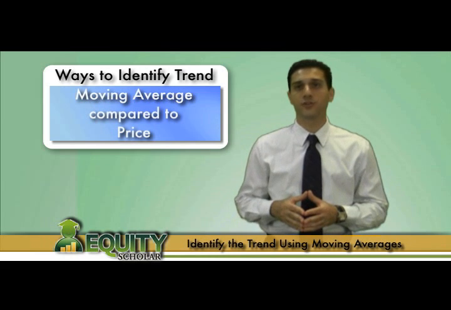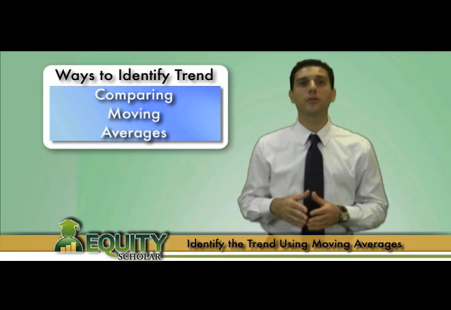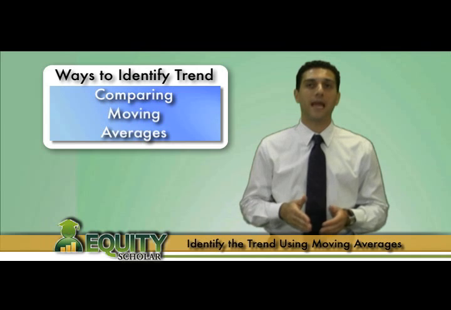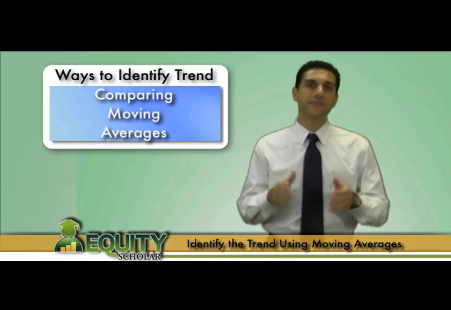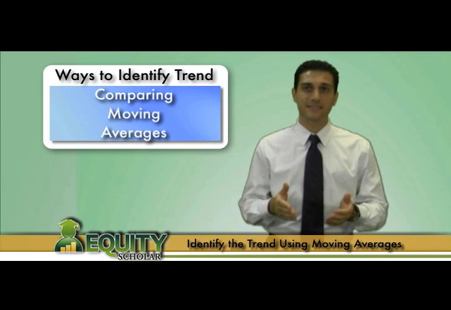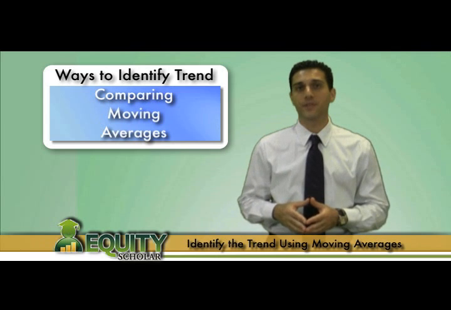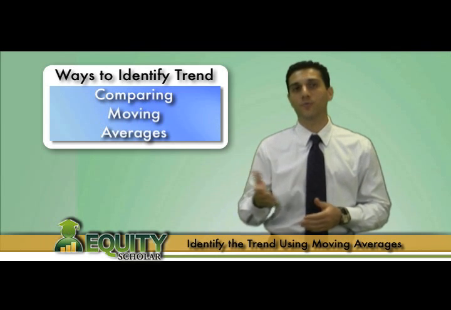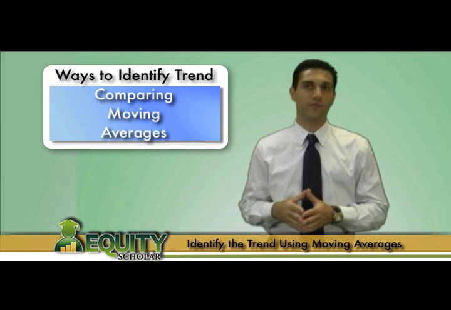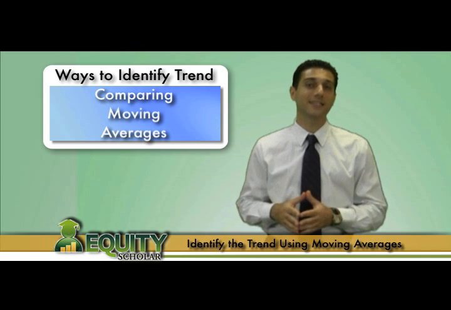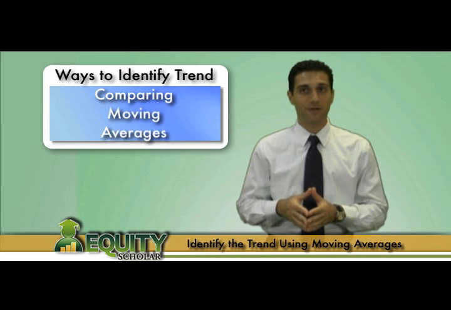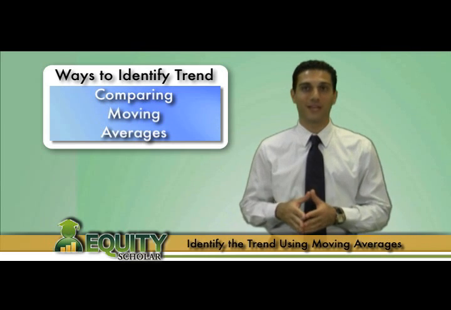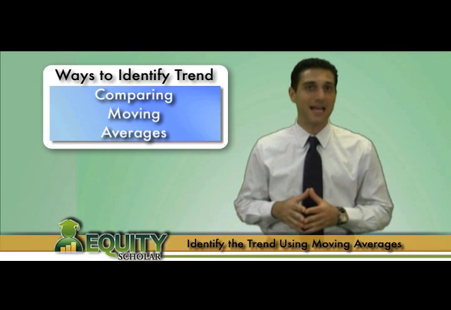And the third method for trend identification is based on the location of the shorter moving average relative to that of the longer moving average. If the shorter moving average, for instance a 5-day moving average, is above the longer moving average, like a 20-day moving average, then the trend is considered up. If the shorter moving average, however, is below the longer moving average, then the trend is considered down.